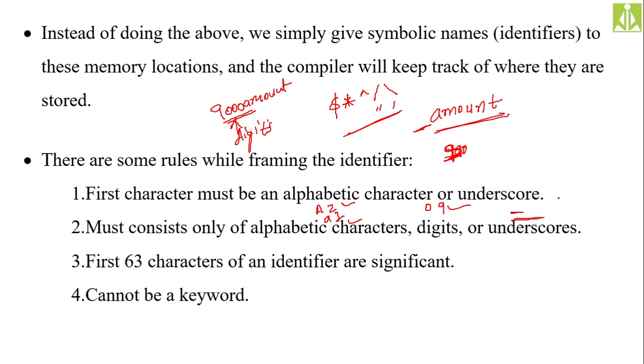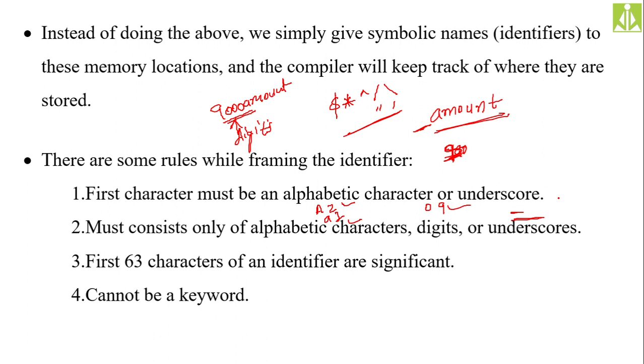The first character must be an alphabet or underscore. A digit is not allowed as the first character, and the identifier must contain only alphabets, digits, and the underscore symbol. Other special symbols are not allowed. Then, only the first 63 characters are significant.